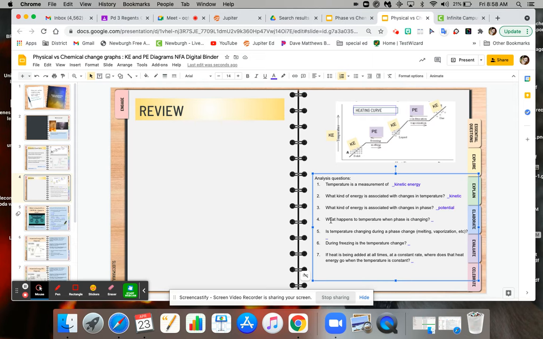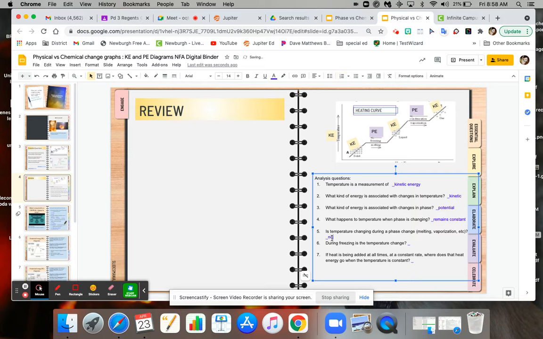Okay. Number four, what happens to temperature when phase is changing? So you can see here during a phase change, the temperature is flat. Remains constant. Okay? Flat or constant. The temperature is not changing during a phase change. So is temperature changing during a phase change? We just said that. No.